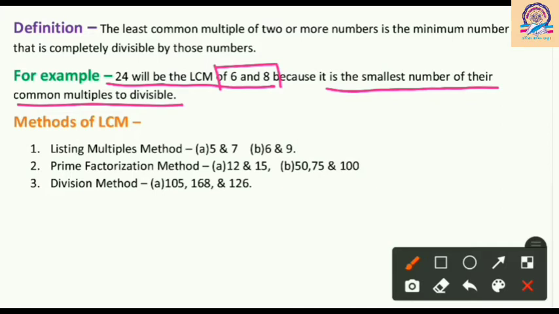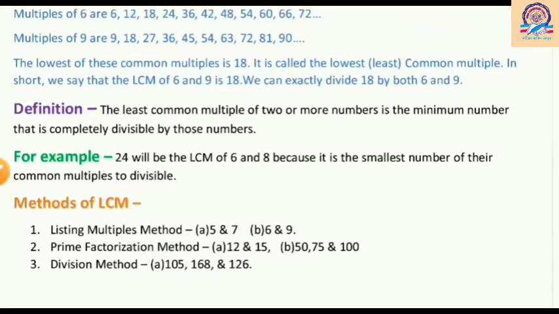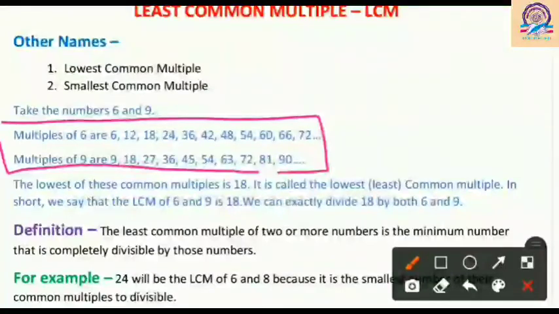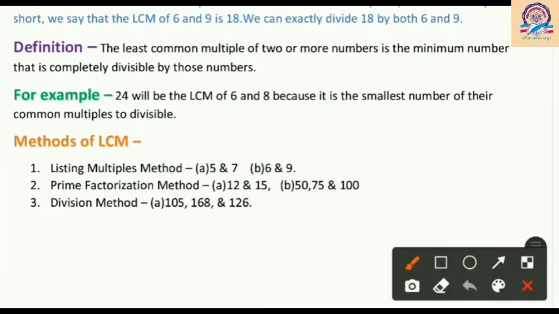Now let's know the methods, in how many ways we can find the LCM of two or more numbers. The first method is the listing multiples method. Using this method we will find the LCM of 5 and 7, and 6 and 9, and we have already found the LCM of 6 and 9 using this method. Similarly we will find it for 5 and 7. Then we will learn about the second method, that is the prime factorization method, and the third is the division method.